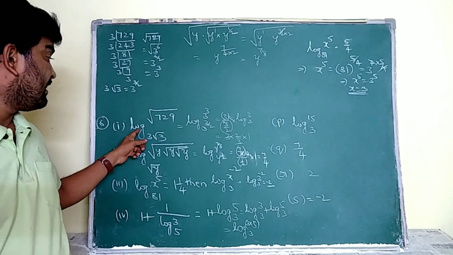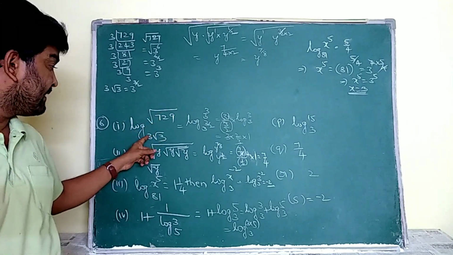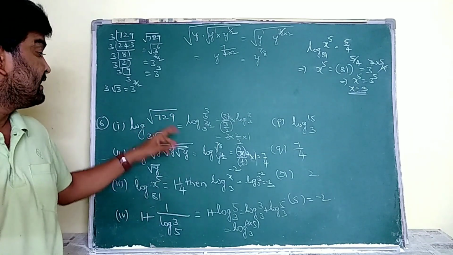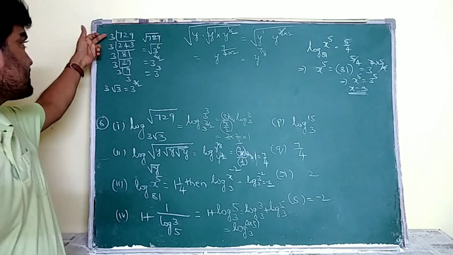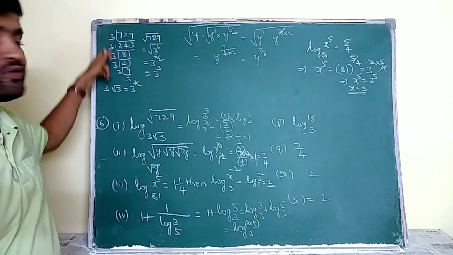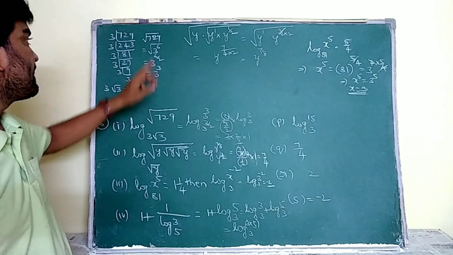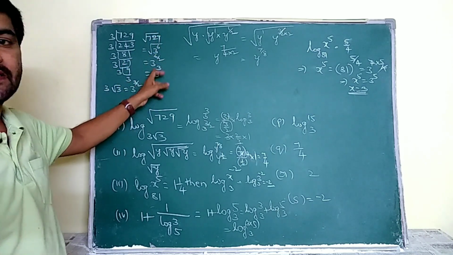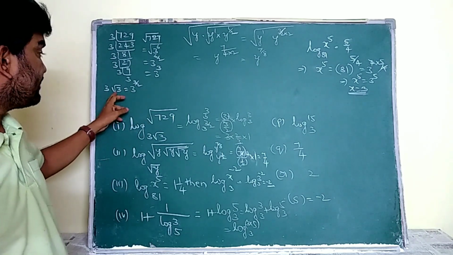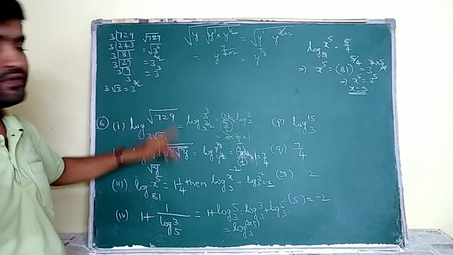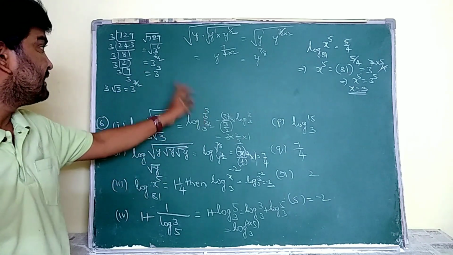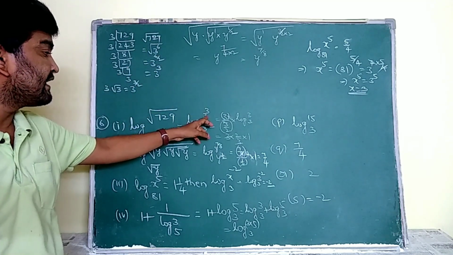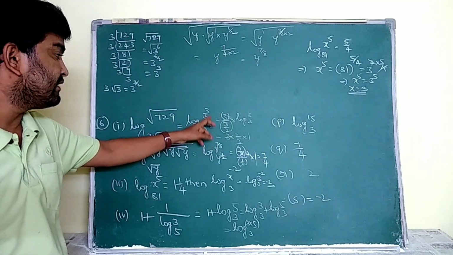Seema, log root over 729 base 3 root 3 is given. Root 729 means first factorize 729, that is 3 power of 6. Root over 3 power of 6 means 3 power of 6 by 2, that is 3 cube. 3 root 3 means 3 power of 3 by 2, we know that. So it is log of 3 cube base 3 power 3 by 2.